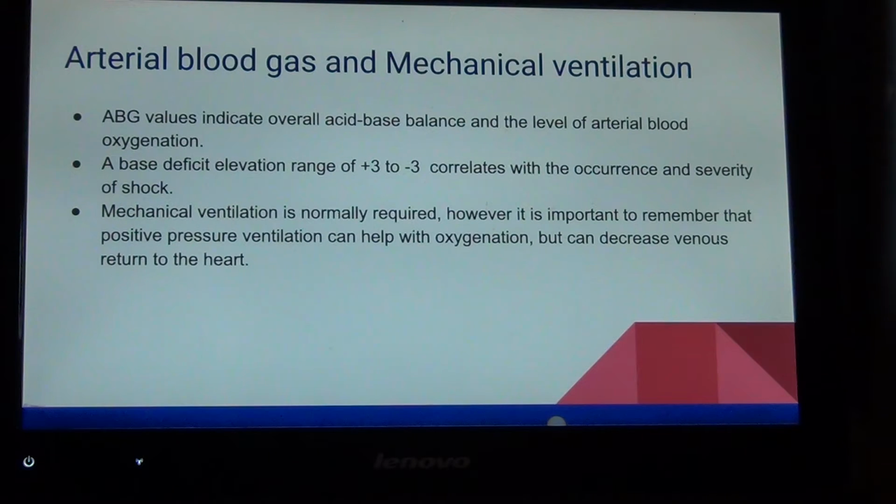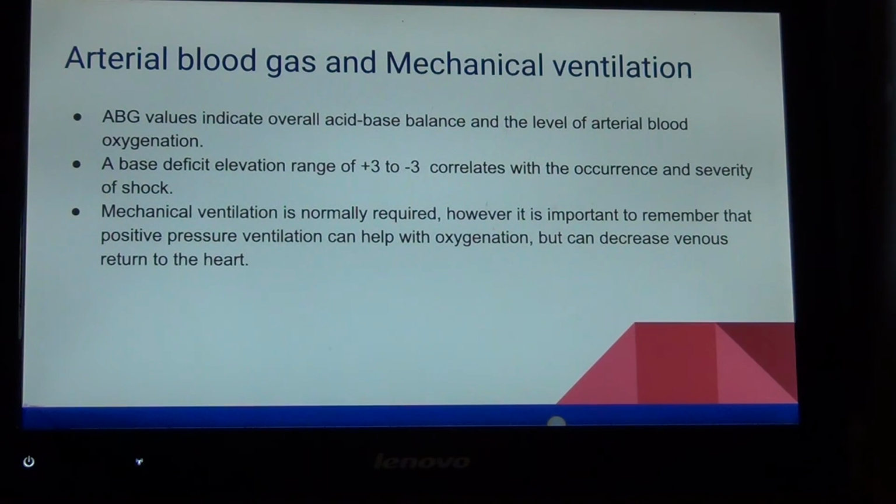Arterial blood gas and mechanical ventilation. Arterial blood gas values indicate overall acid-base balance and the level of arterial blood oxygenation. A base deficiency range of +3 to -3 correlates with the occurrence and severity of the cardiogenic shock. Mechanical ventilation is normally required.